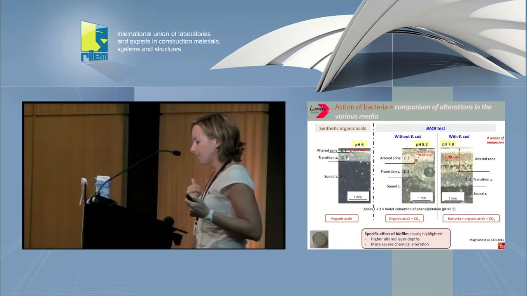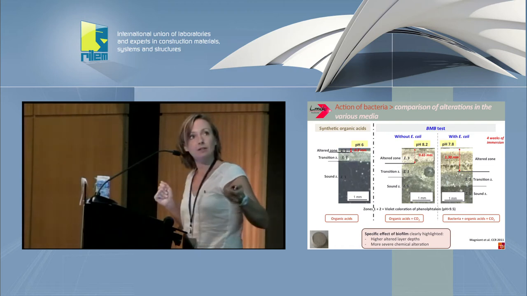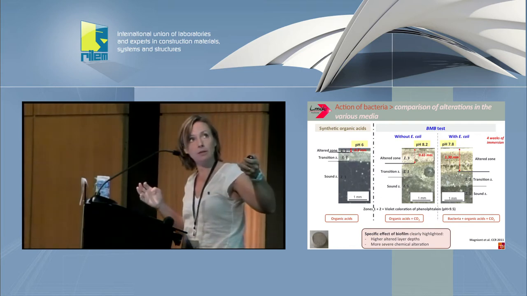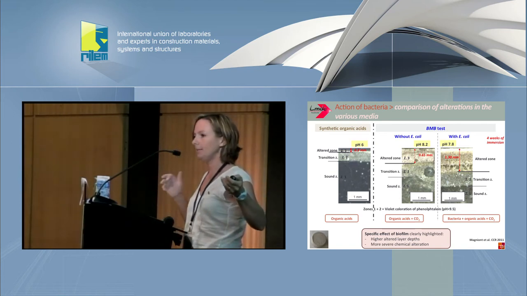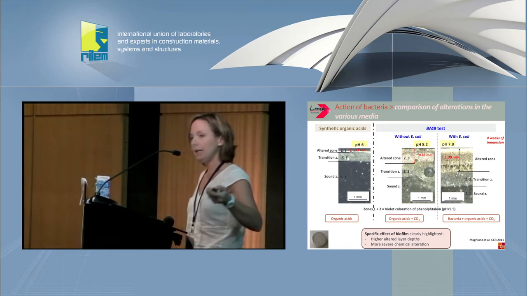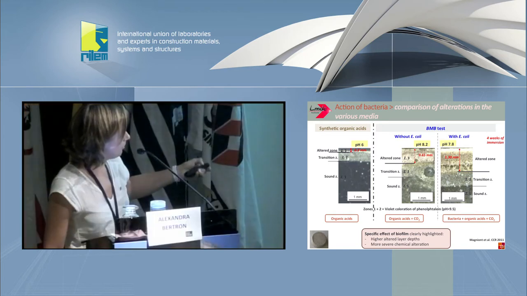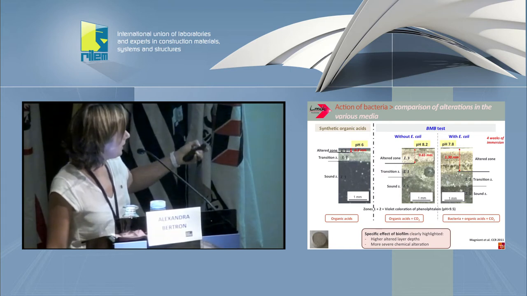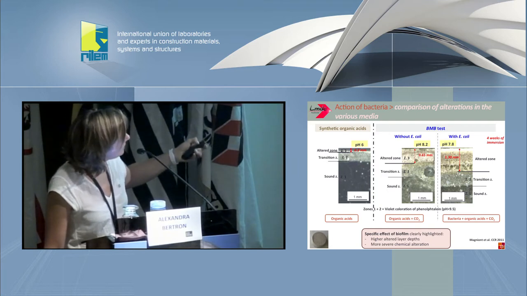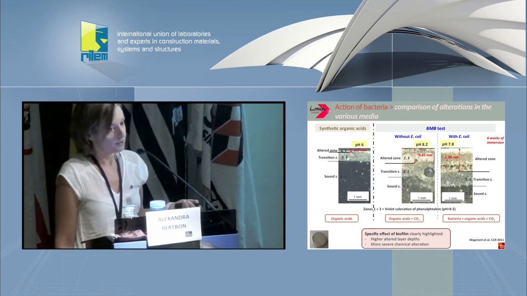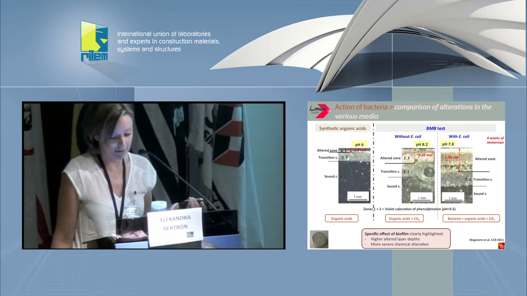This type of results. So, these are the pictures of the cross sections of the specimen after 4 weeks of immersion in this test. When you look at this, it is almost the same chemical composition of the medium, in terms of composition of acid, in terms of pH. Here you have the bacteria and the metabolites, and here you have only the metabolites. And you can see that the outer layer depth is twice as deep as the one without bacteria. So you can see that really there is a specific effect of the bacteria.